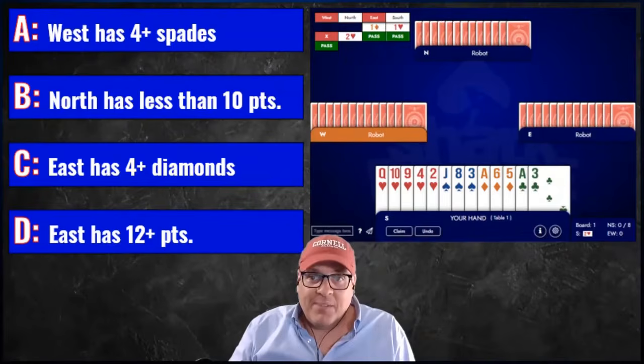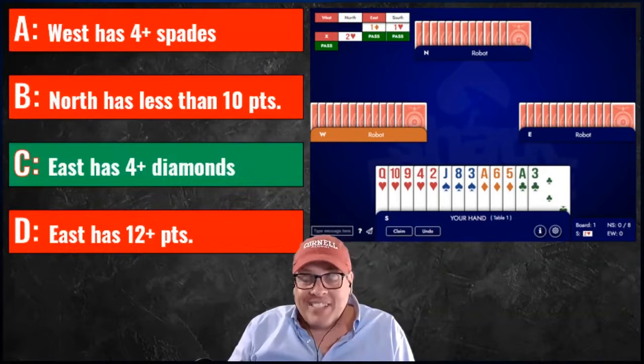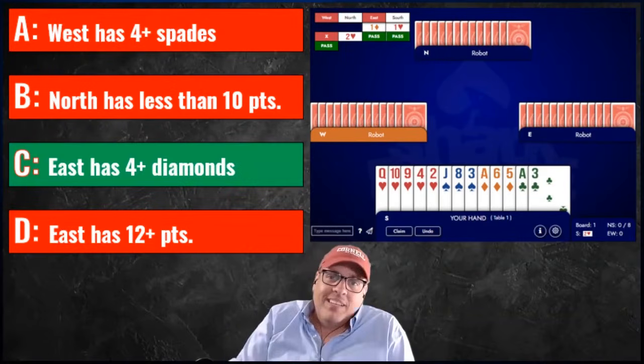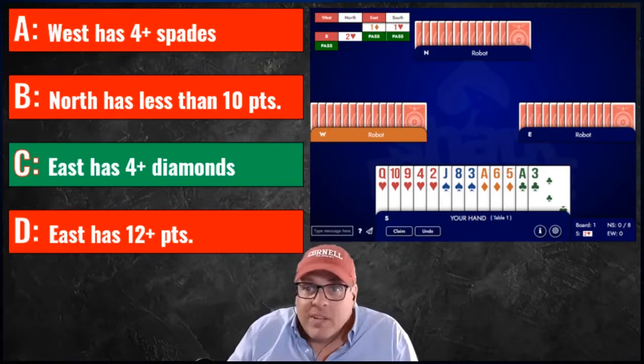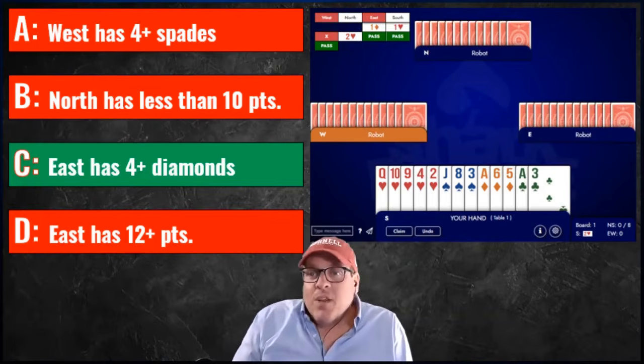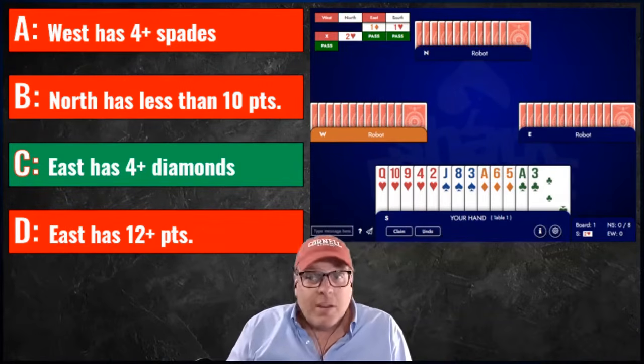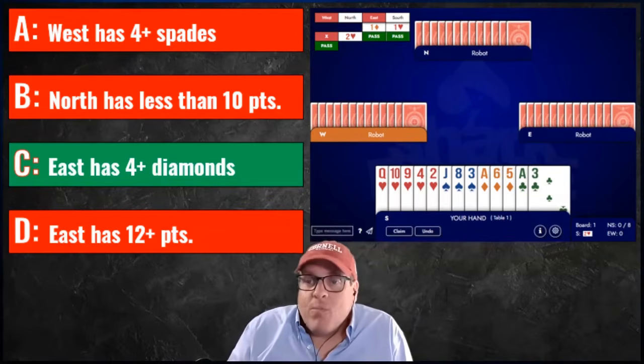to reveal the answer. And the answer is, it's just C is the true statement. Just C. So let's look at A first of all. A, West has 4 plus spades. That is not true because West actually has exactly 4 spades. They cannot have more. So it's a little tricky, not 100% true though. They cannot have more than 4 spades. So West has exactly 4 spades.